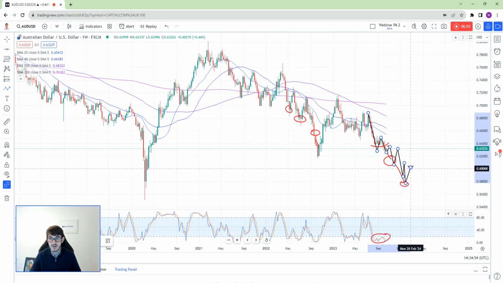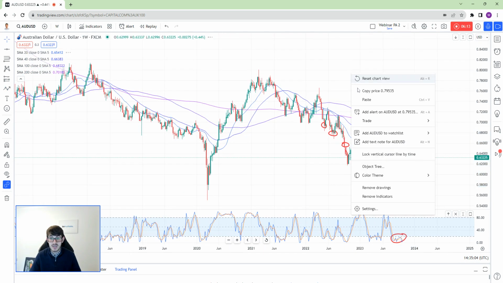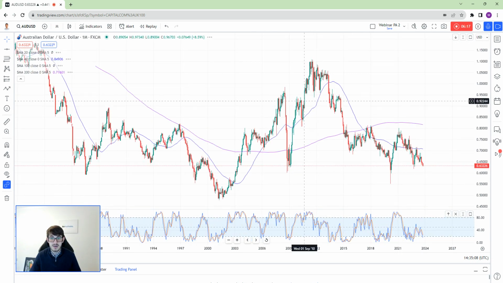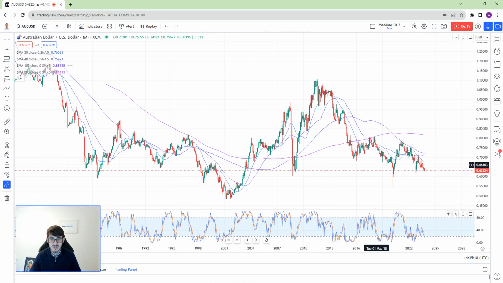It might look something like this, before it goes up and comes back to that level of key resistance, which was former key support. So I expect in the long term, really, this long-term downtrend to continue. I can't see much weight in it.